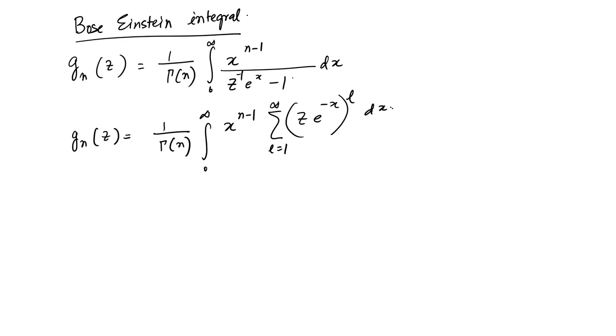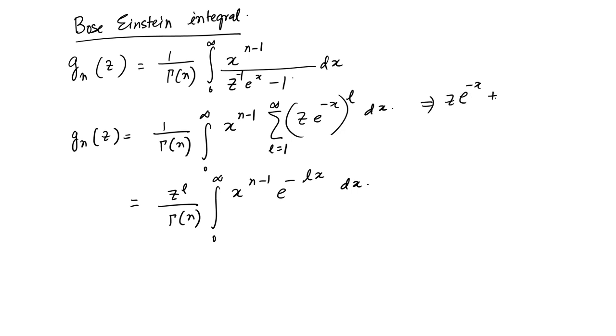Okay. So, we can do a bit of simplification for us to be able to cast it in a form that is more familiar. So, we have a z to the power L, x to the power n minus 1, e to the power minus L x, because this integral is over x. So, z can be taken as constant, and this is dx. So, this term is like z e to the power minus x plus z e to the power minus 2x and so on.